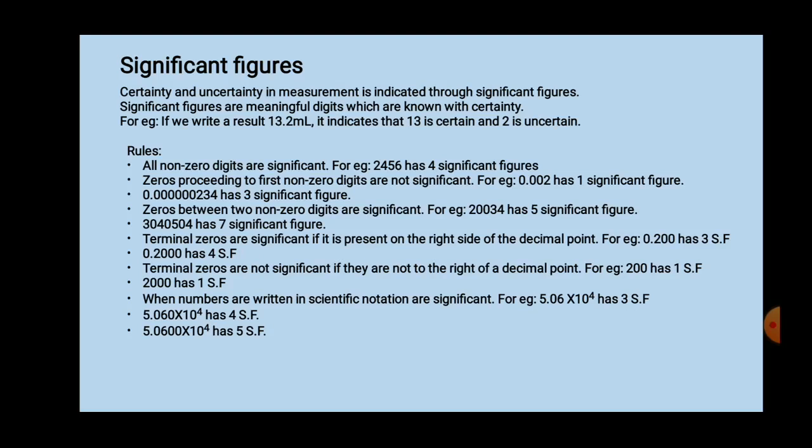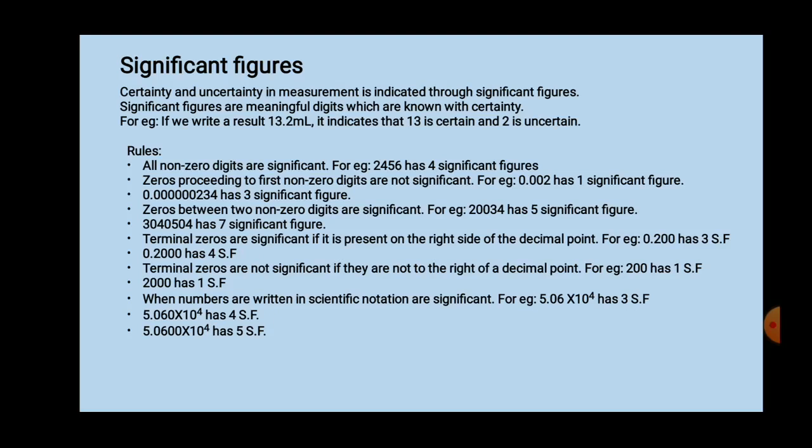Based on that, 0.200 has how many significant figures? 3 significant figures. Now one more example is given, 0.2000. How many terminal zeros are present? Three terminal zeros are present. Here in this example the decimal point is present, and the terminal zeros are on the right side of the decimal point, so these zeros are considered as significant figures. How many digits are present after the decimal point? 1, 2, 3, 4. So 4 significant figures are present.